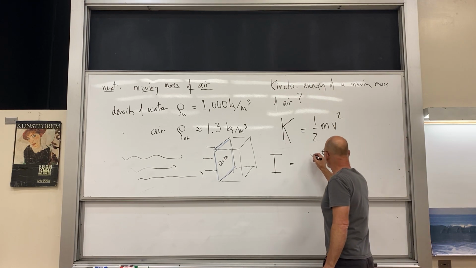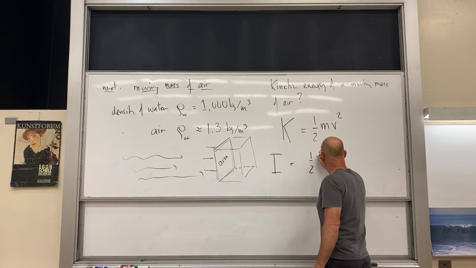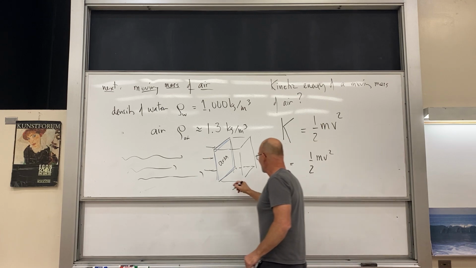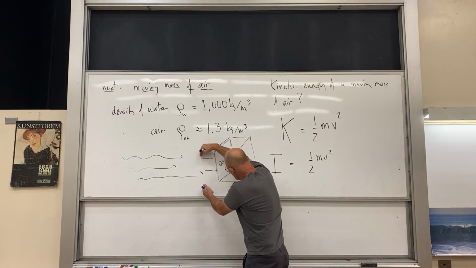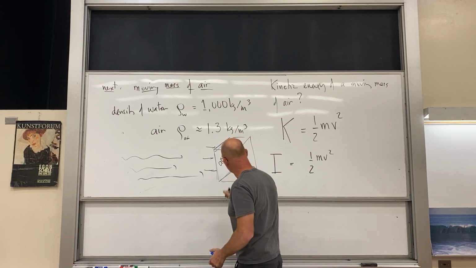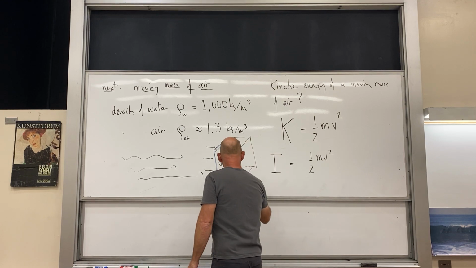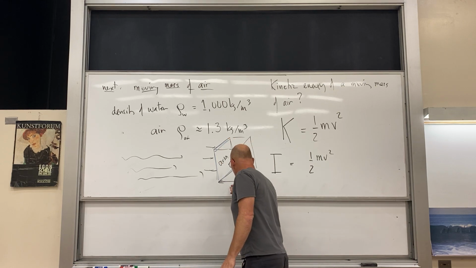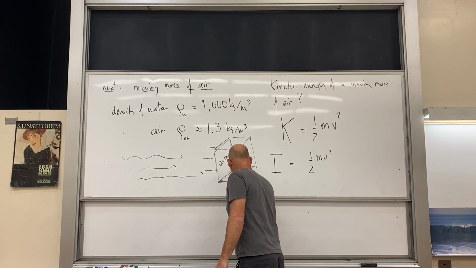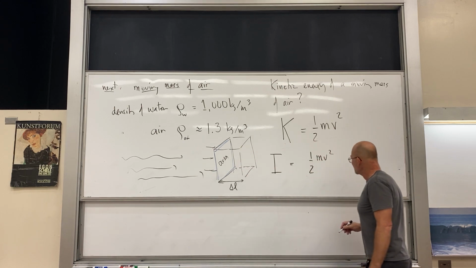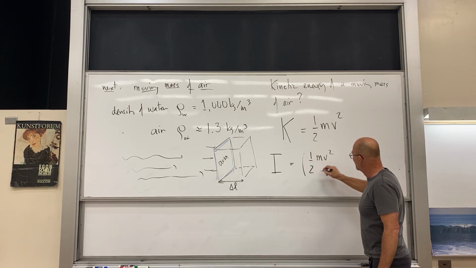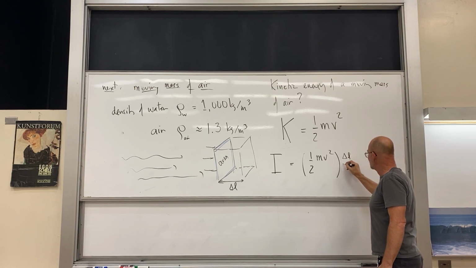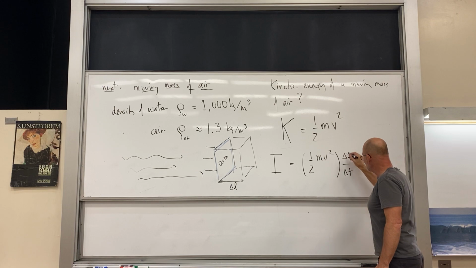So we're going to take this 1/2 mv squared, and we're talking about the energy flux through this area here on the left. So let's take this bottom length of our cube to be delta L. Okay. So there's energy, and we're going to take delta L over delta T.